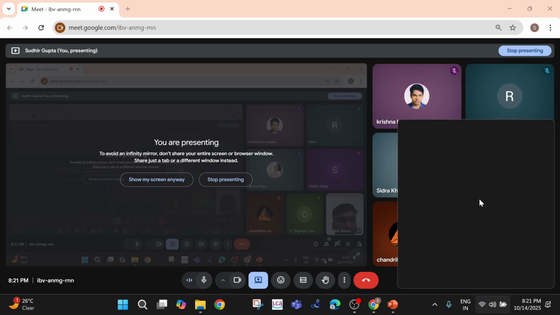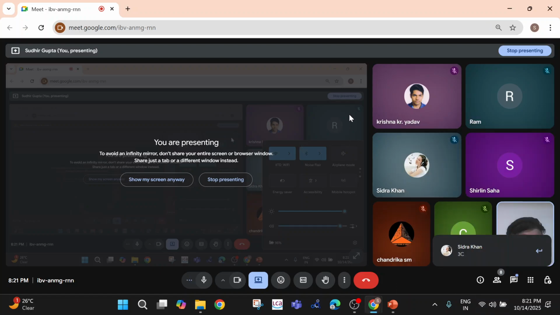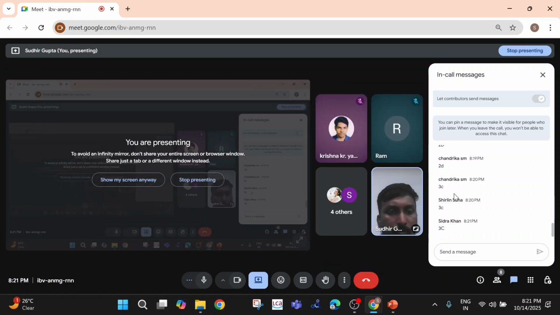Meanwhile, let me check whether I am connected. Yeah, connected with noise flare. I am audible also, and most of you have answered also. 3C, 3C, 3C, as I can see.